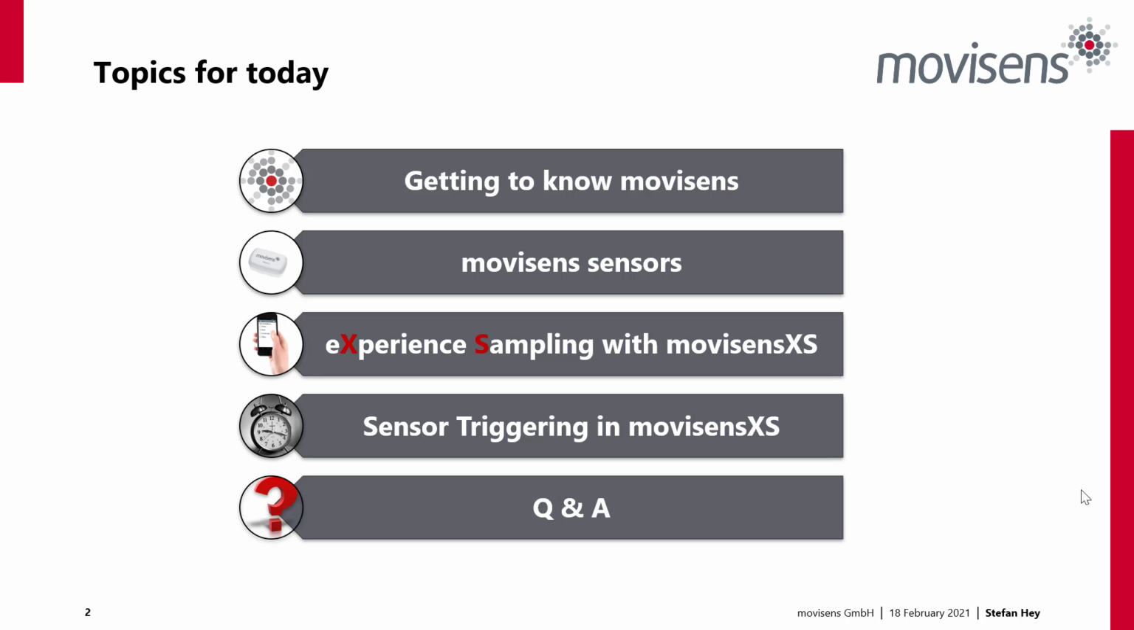So our topics for today. First, we're going to get to know Movisens. We'll talk a little bit about our history and our expertise, and then we'll introduce our range of physiological sensors. And I'm hopeful that a lot of you already have some current experience using our experience sampling platform, movisensXS. We'll touch on that lightly, and if you need more information about it, then we can deal with that in the Q&A section. And then we're going to have a larger segment on sensor triggering and what it means, how to utilize it within movisensXS.